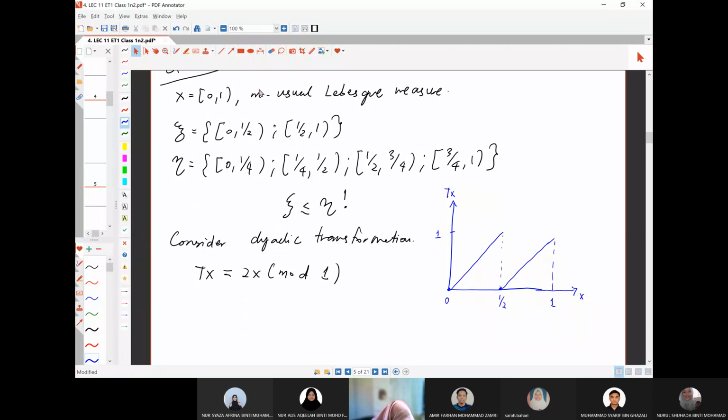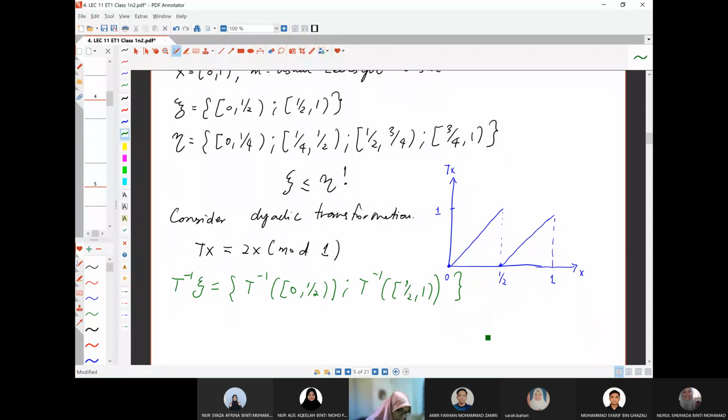Now, let's write in color green. So I have the pre-image of partition psi. The pre-image of partition psi has 2 elements. So you should write the pre-image of the first element, which is from 0 until half, and another one, the pre-image of half to 1. Is that okay, this part?